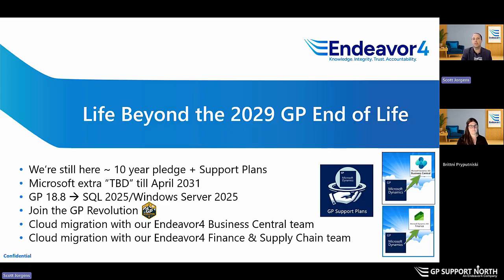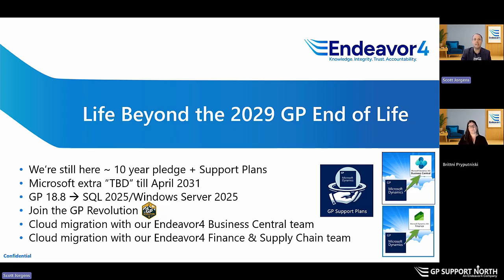And looking at life beyond Dynamics GP, so come 2029, what does GP look like? You're still good to go. We're still here to support you. The system is still stable. Again, there's those TBD security updates from Microsoft till April of 2031. From a compliance perspective, technically from a gray area, that's still Microsoft supporting your systems, and obviously Endeavor supporting you till that time and past that time.